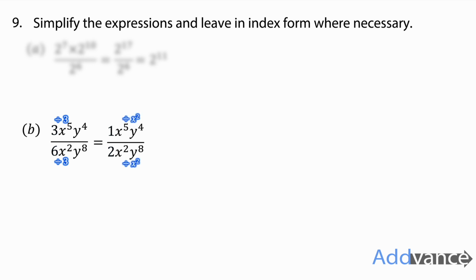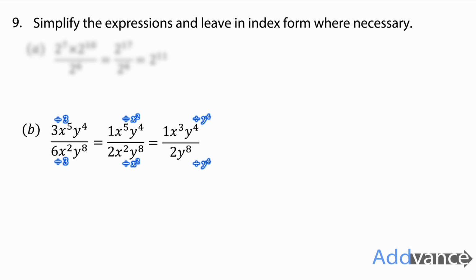Next we're going to simplify the x powers, and we'll divide by x squared here on the top and bottom. X to the power 5 divided by x squared is x to the power 3. And on the bottom, x squared divided by x squared disappears, it just becomes 1. So we get 2 times 1, which is still 2.